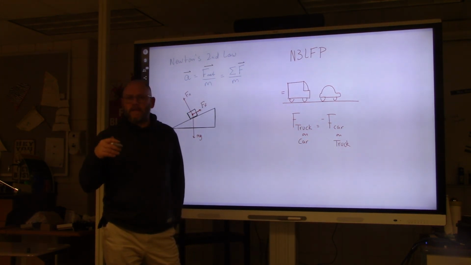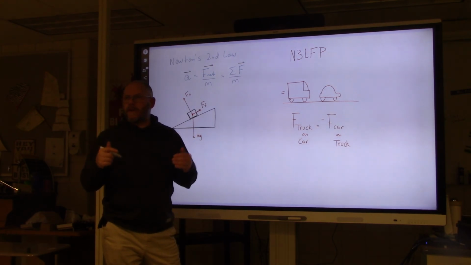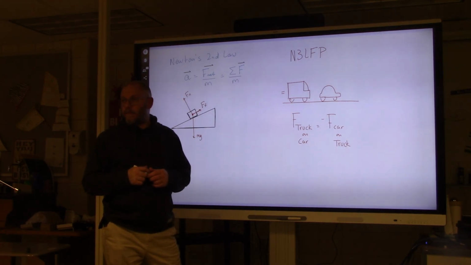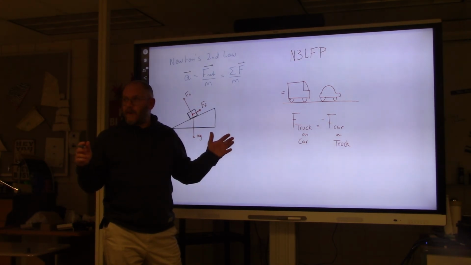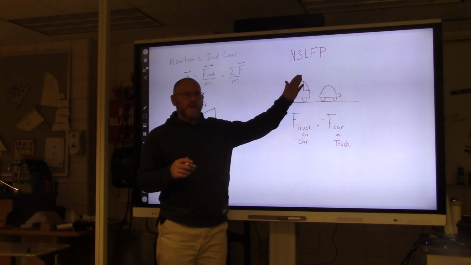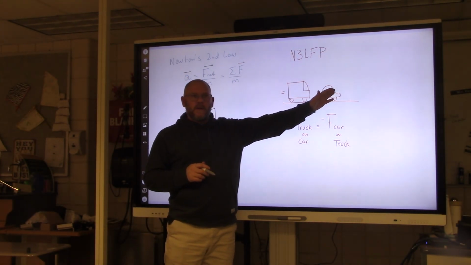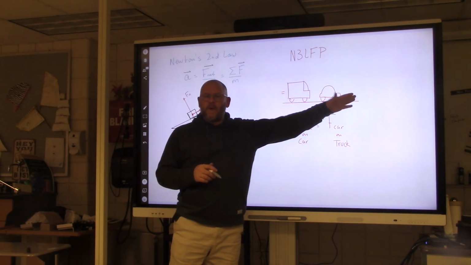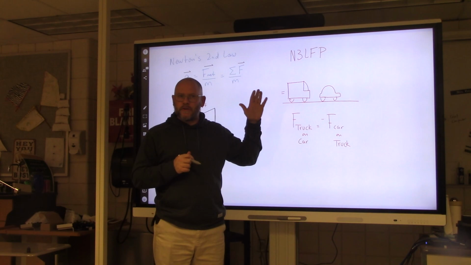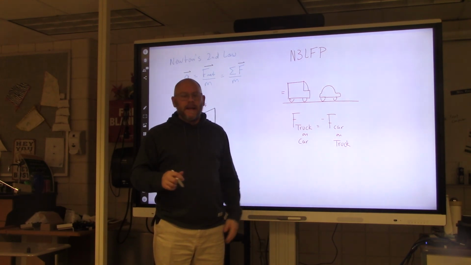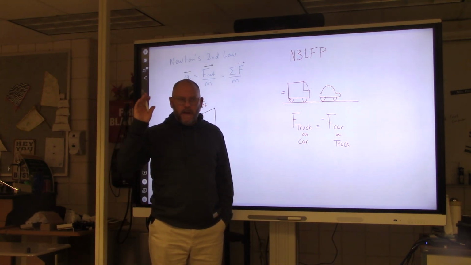But is the resulting motion the same? Definitely not. The truck is going to hit and slow down and keep moving forward. The car's going to go flying forward. Why does the car have a larger change in speed than the truck does? Does that have to do with inertia? It is absolutely because of the mass, it's because of the inertia.